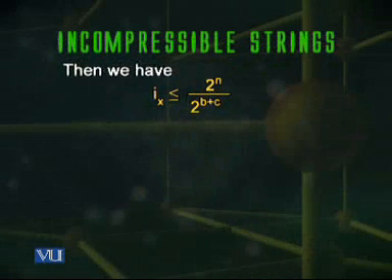Since there are only 2^n over 2^(b+c) strings for which the property fails, if we count the total number of strings up to length n, that's going to be less than or equal to this fraction. So now it is clear that I_x is going to be less than or equal to that same quantity. Therefore, the length of I_x is going to be the log of this quantity.